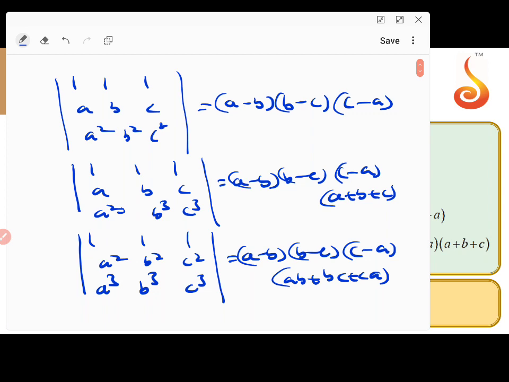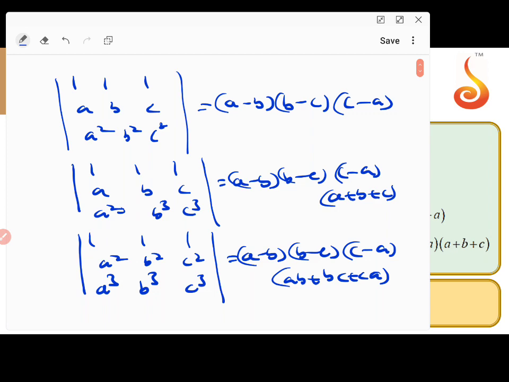So the determinant with rows 1 1 1, a² b² c², a³ b³ c³ is (a−b)(b−c)(c−a)(a+b+c) and so on. Normally you can solve it by applying determinant properties, but it is a long process. So now you can remember some standard things. We can remember these three as standard formulas.